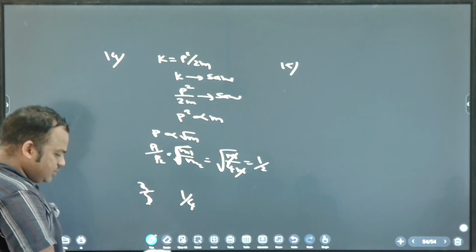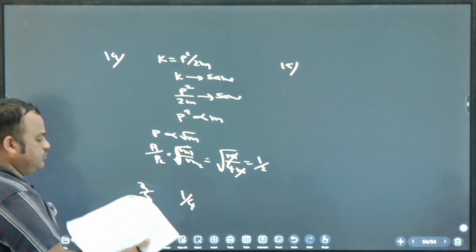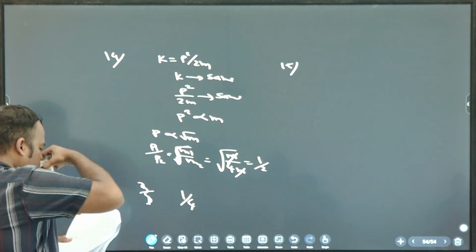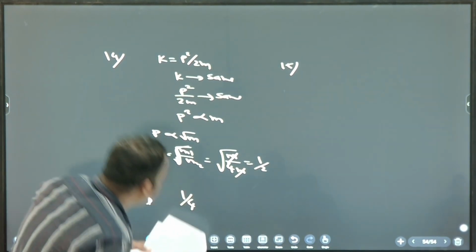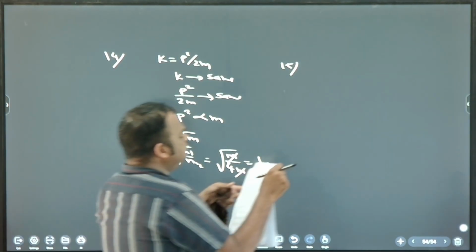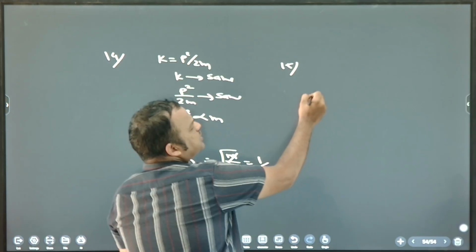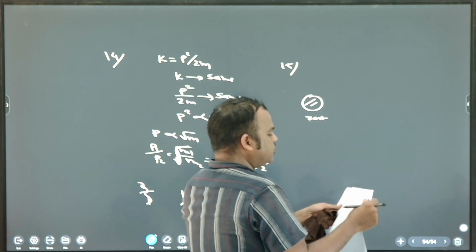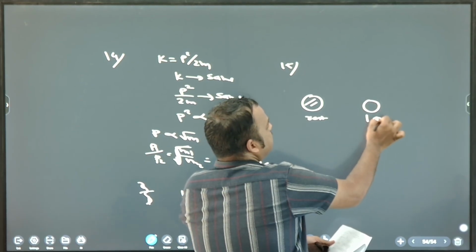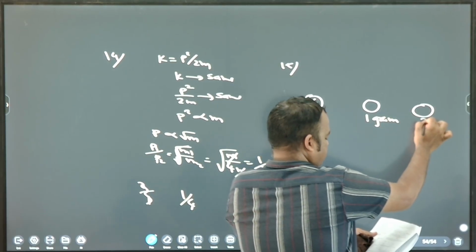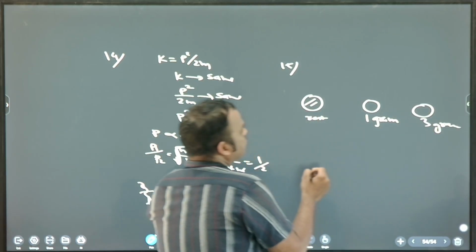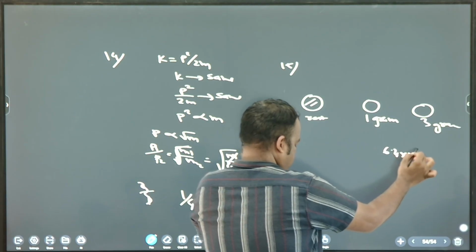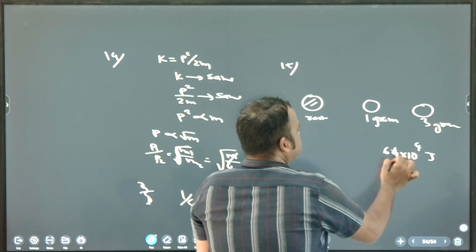So 15. Bomb is kept stationary. Stationary means what is the initial velocity? 0. It exploded into two fragments. 1 gram, 3 gram. What is the total kinetic energy? 6.4 10 power 4 joule. This is the total kinetic energy.